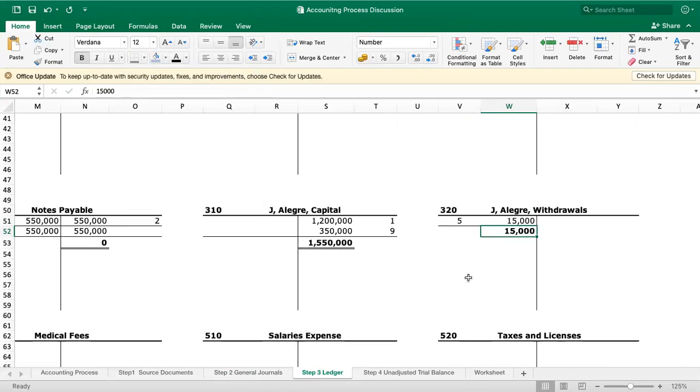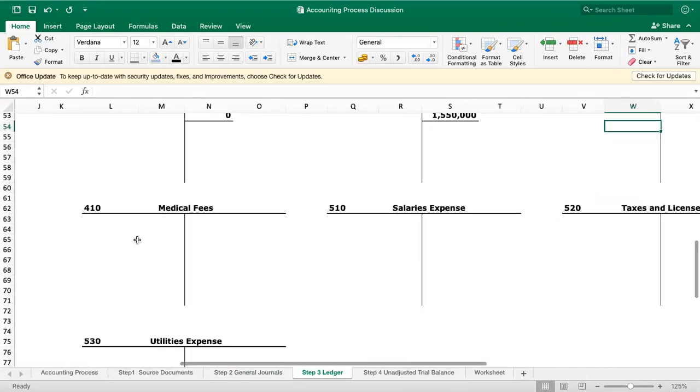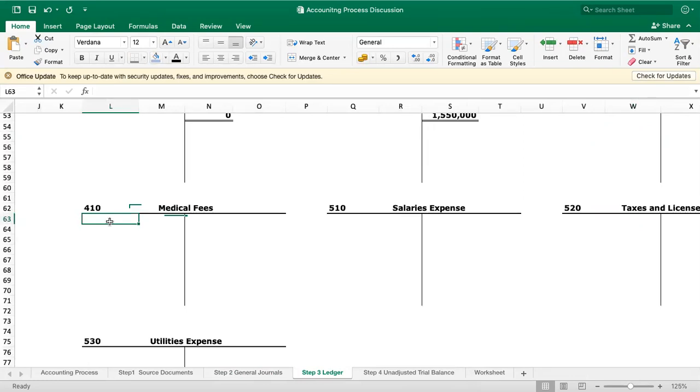Withdrawal account, take note, has a normal balance of debit. That's why the balance is 15,000. So normal na magkaka-debit balance si withdrawal account. Next, let's proceed with the income account. We are done with the real accounts, the asset, liabilities, and owner's equity. This time, let's proceed with the nominal accounts, starting with our income account.